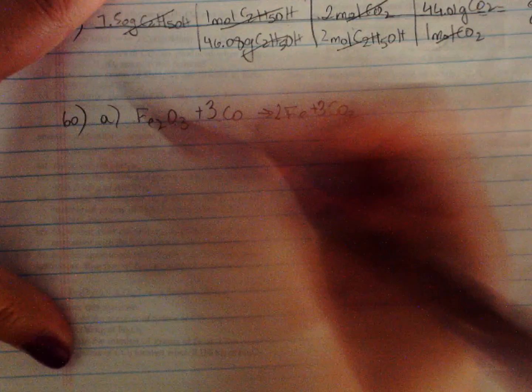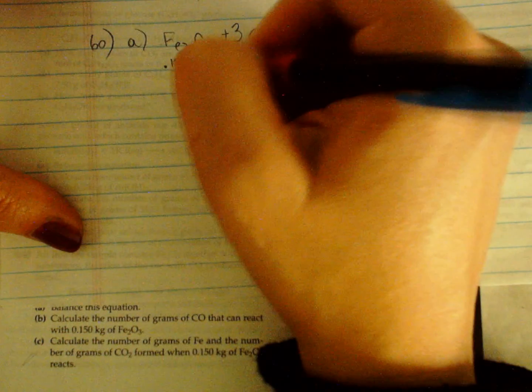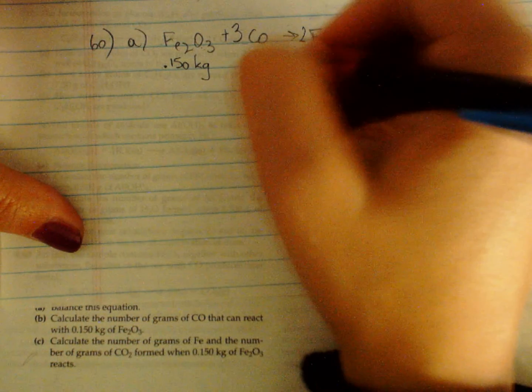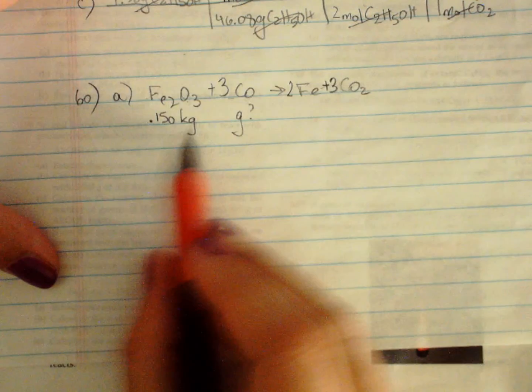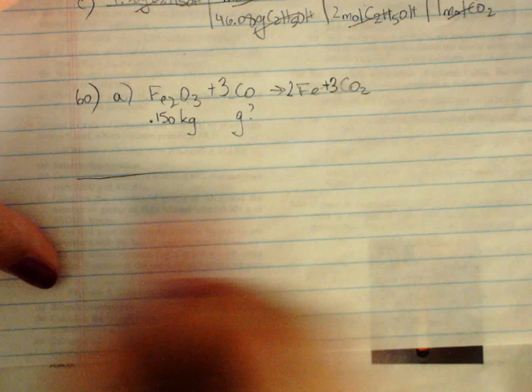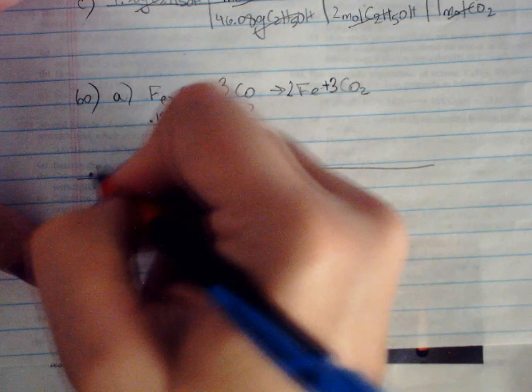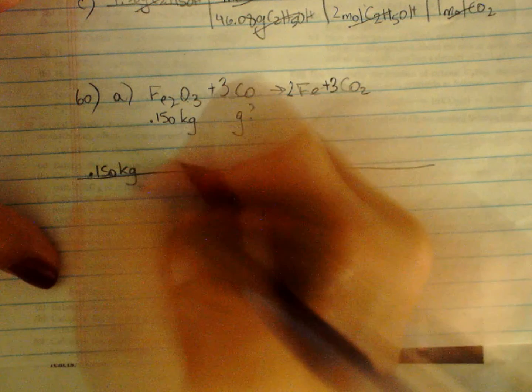All right. Part B tells me that I have 0.150 kilograms of Fe2O3. They want me to convert that to grams of carbon monoxide. All right, so this is very similar to what we did before. The only difference is that we're going to have to add an extra piece to the fence post because they're giving me my starting value in kilograms.